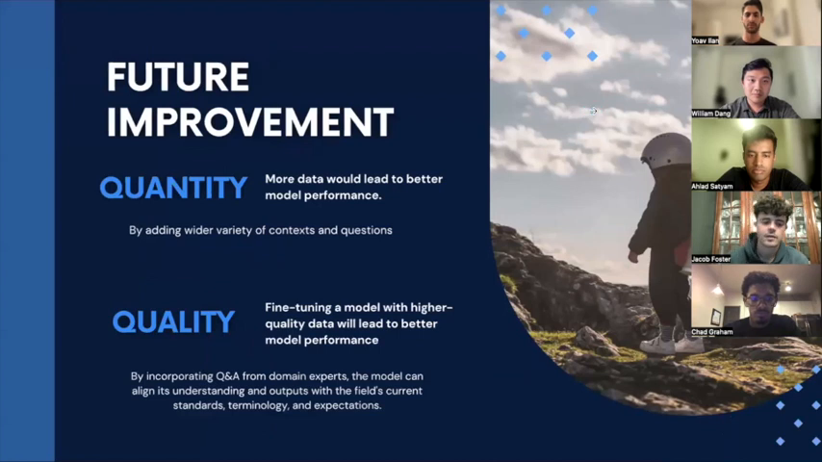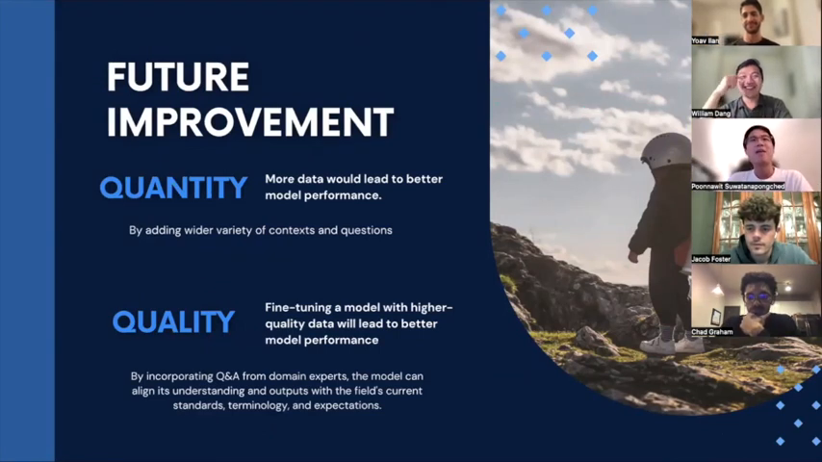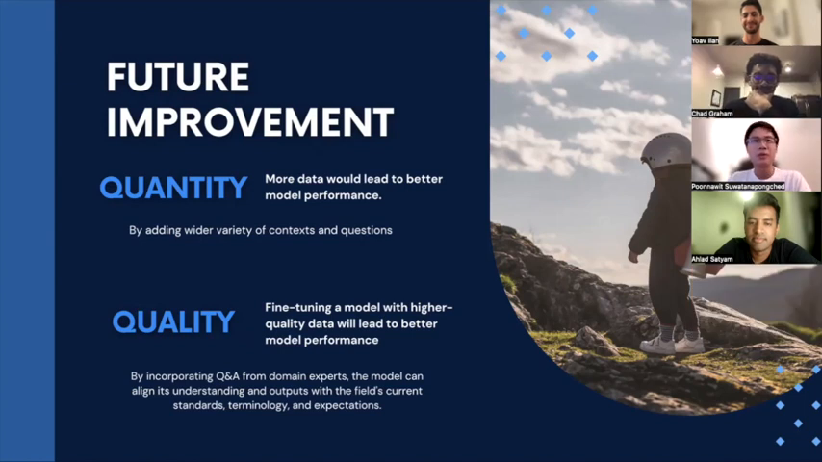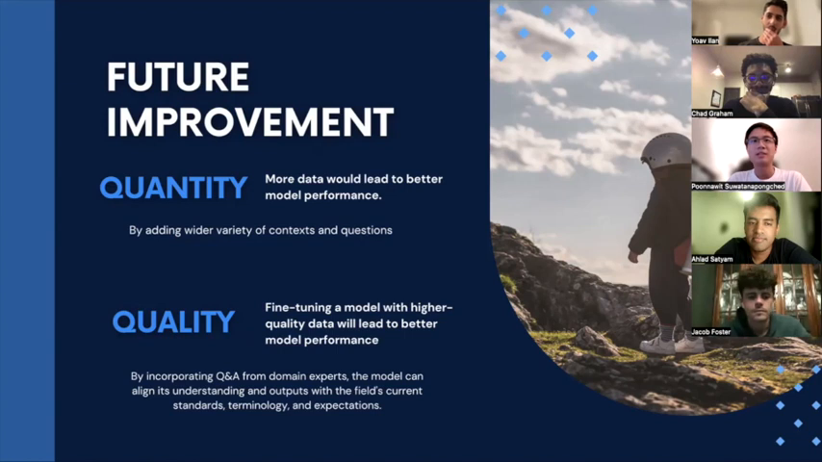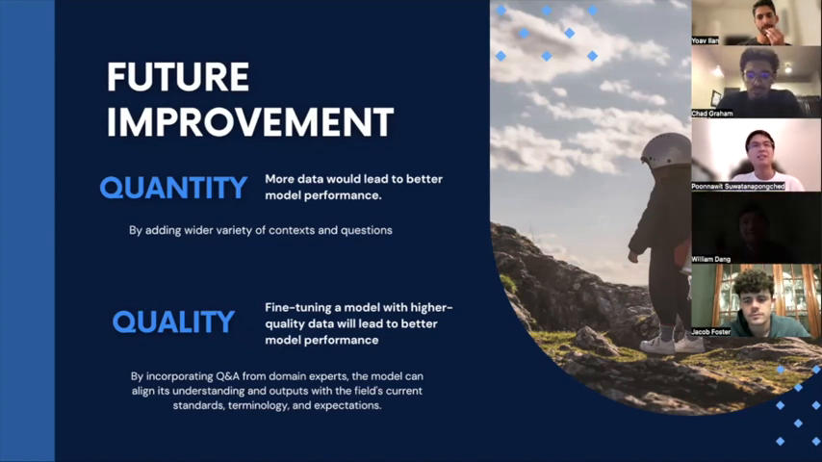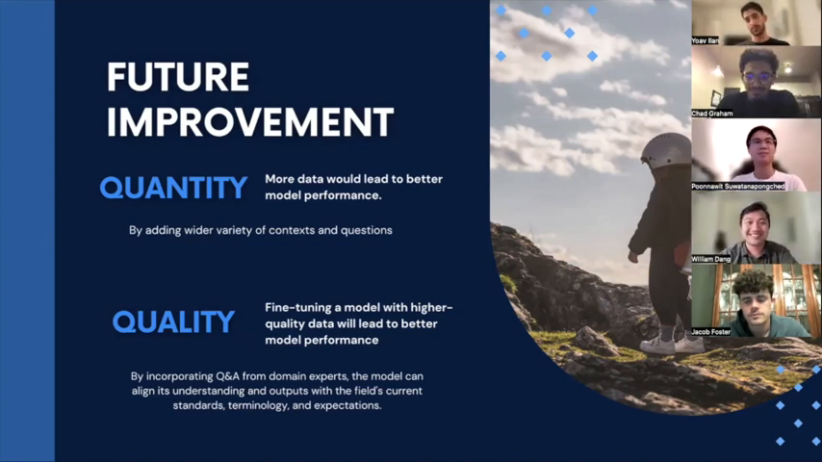In order to improve the performance of our model, first, we need more data. Adding a wider variety of contexts and questions would lead to better model performance. And next, we need to increase the quality of our context, like by incorporating questions and answers from domain experts. The model can align its understanding and output with the field's current standard terminology and expectations.